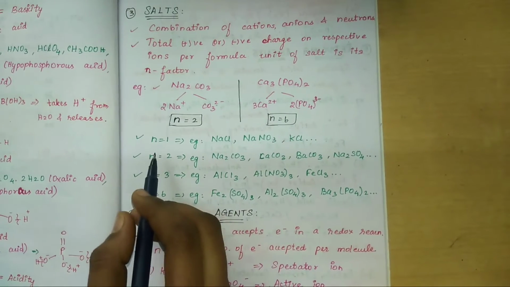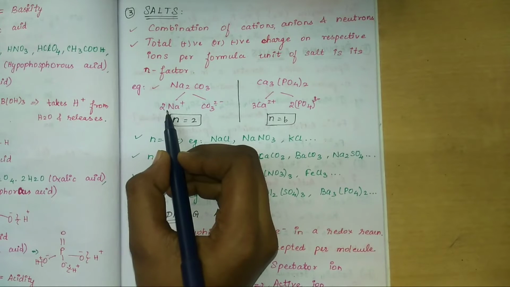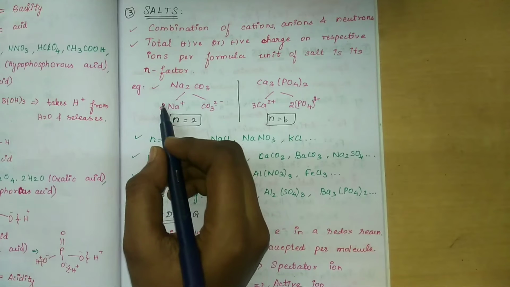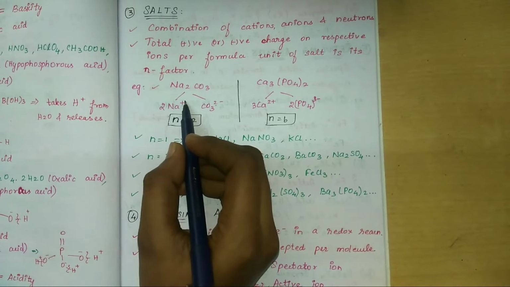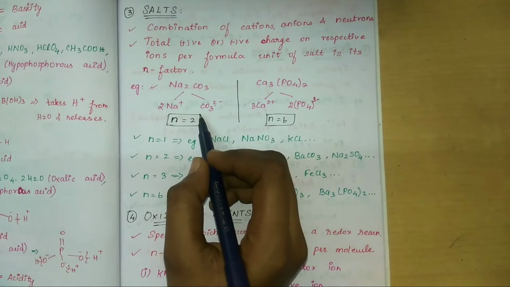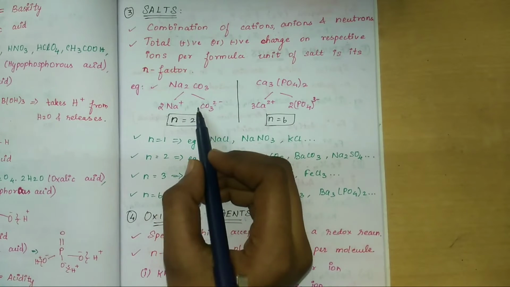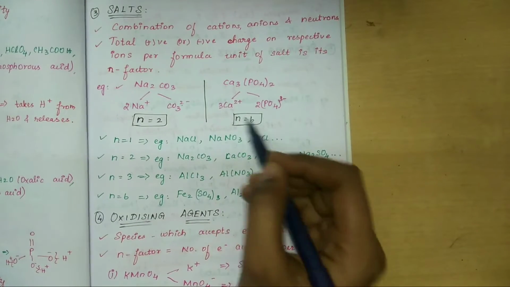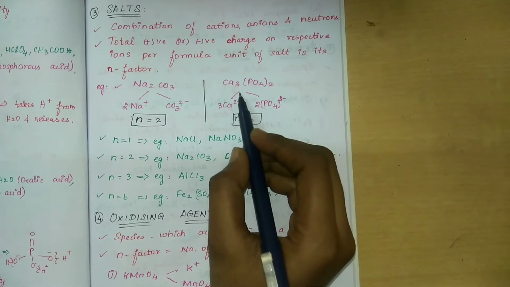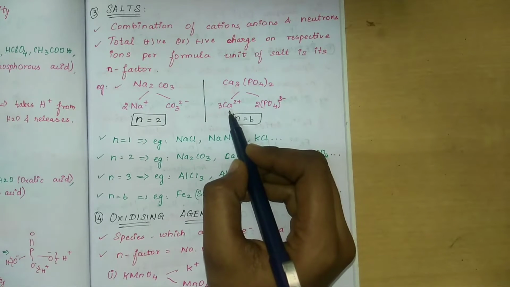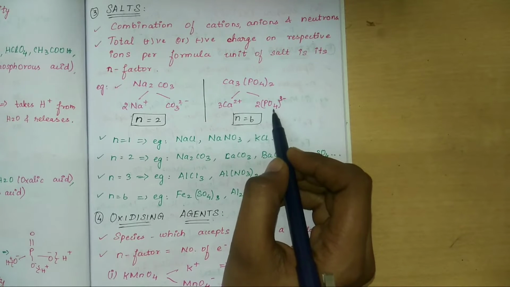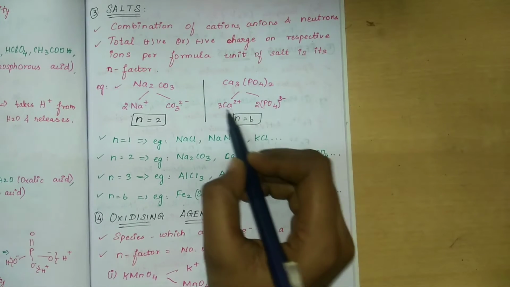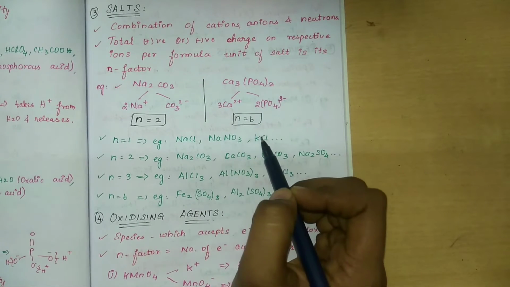To find the N factor, you should multiply the number of ions released by its charge. For example, take this one: 2 ions released, and its charge is 1. So 2 into 1 is 2. You can take this one also: the number of ions is 1, its charge is 2. So 1 into 2 is 2. Similarly, for Ca3(PO4)2, it will give 3 molecules of calcium 2 plus and 2 molecules of PO4 3 minus. So if you multiply the number of ions and the charge, you will get 6. 3 into 2 is 6. Here 2 into 3 is 6.